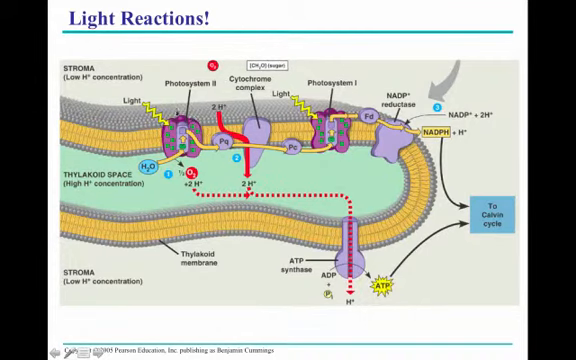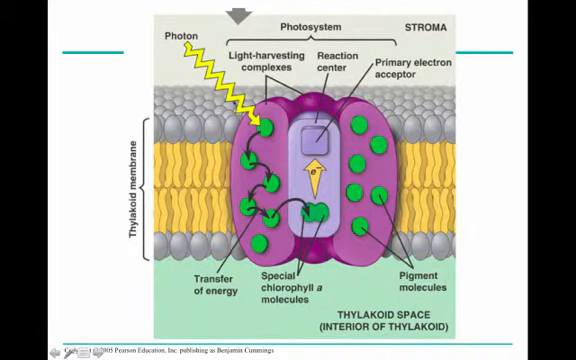This is photosystem Roman numeral 2. This is photosystem Roman numeral 1. They are connected by an electron transport chain. We know what those do. And there's another electron transport chain coming off the end here of photosystem 1. So these photosystems in particular are light harvesting complexes. Let's take a look at one of these up close.